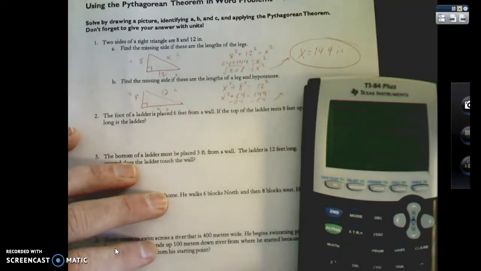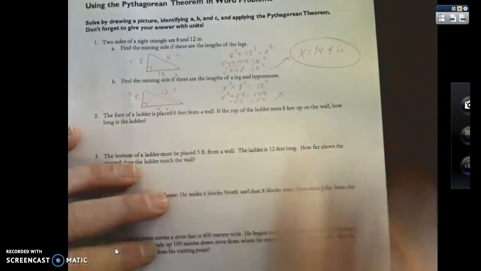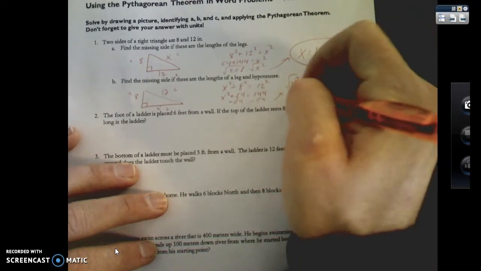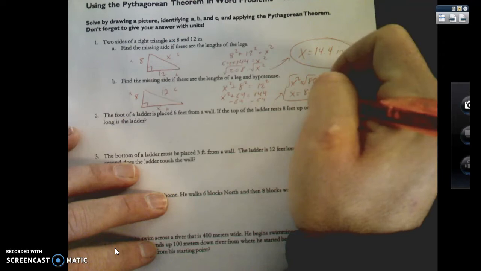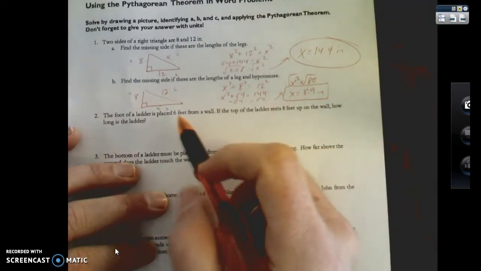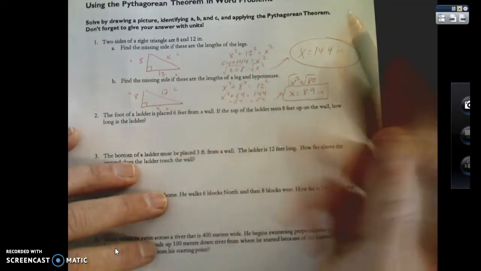So if I do 144 minus 64, I get 80. So we're going to get x squared equals 80. Square root it, 8.9 inches. And again, this makes sense because in the context of the problem, 8.9 must be smaller than my largest side, which is 12.